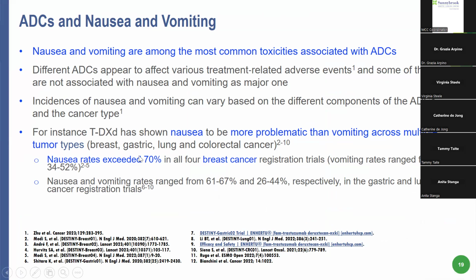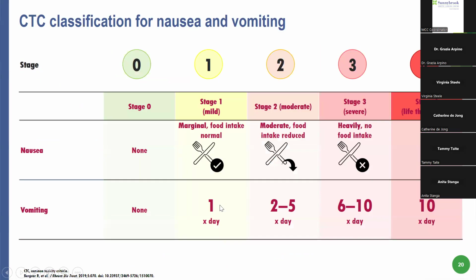Nausea in T-DXd treated patients is around 70% in the breast cancer patient population, and in other cancer types, which are gastric and lung, where T-DXd has been used, it ranges from 61 to 67% and 26 to 44%. So it really depends also on the type of cancer you're treating. However, rates are quite high, whatever cancer you are treating. It is important to consider nausea and to ask our patients how nausea is affecting their daily life.